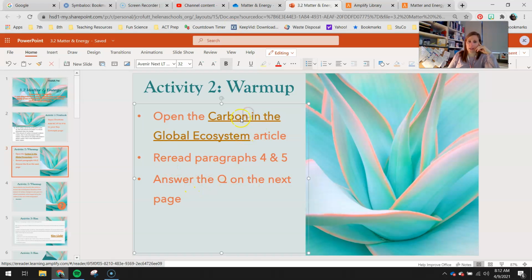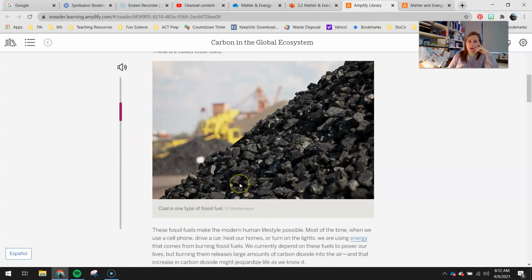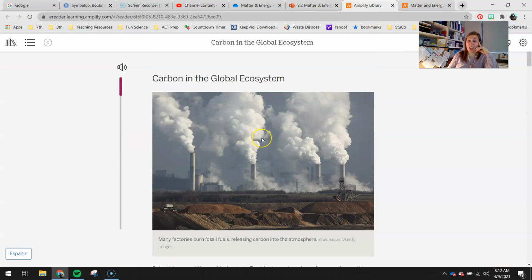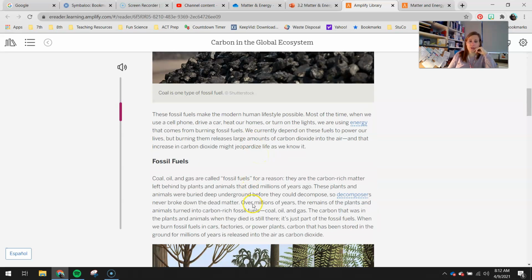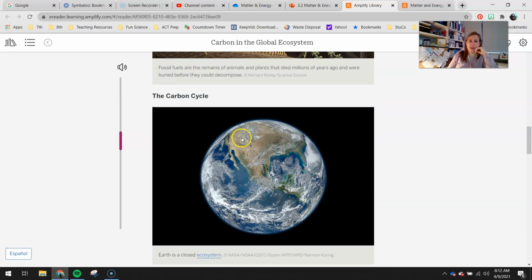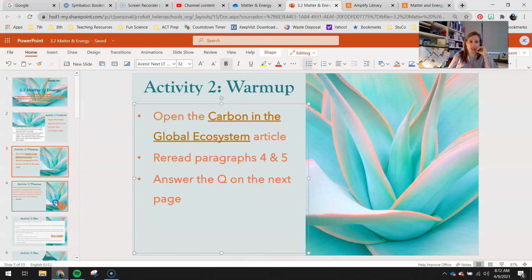So let's go ahead. This is our link right here. We're going to right-click that and open it up. It's going to take us into our library. And remember, you're just reading paragraphs 4 and 5. So we've got 1, 2, 3, 4, and our little subheading, the carbon cycle, is the section that you're reading. Here are the 2 paragraphs you'll be reading, right under the picture of Earth being a closed ecosystem. Reread those, and then you will answer this question.